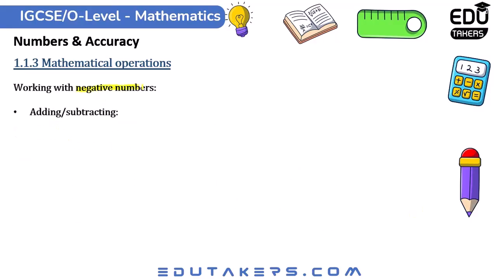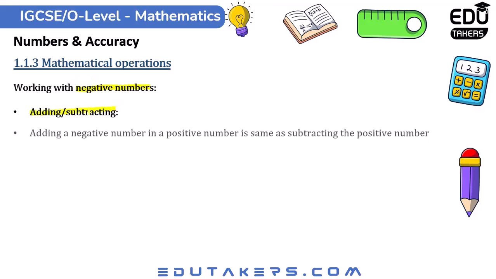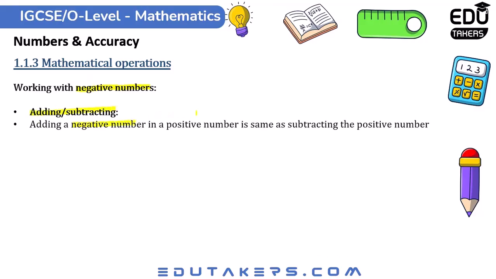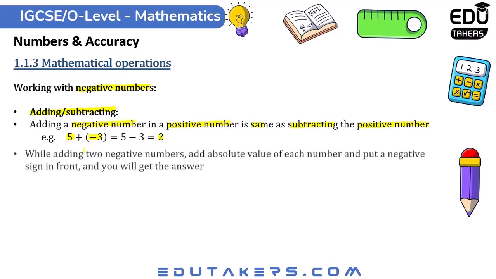Working with negative numbers. Adding or subtracting. Adding a negative number to a positive number is the same as subtracting the positive number. For example, we have to add a negative number to a positive number. 5 is a positive number and negative 3. We have to add both of them. So it will be 5 minus 3 equals 2.